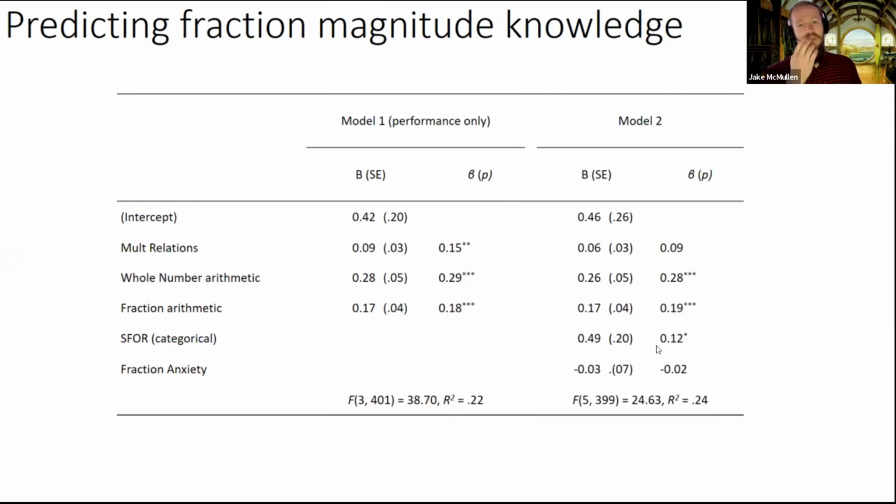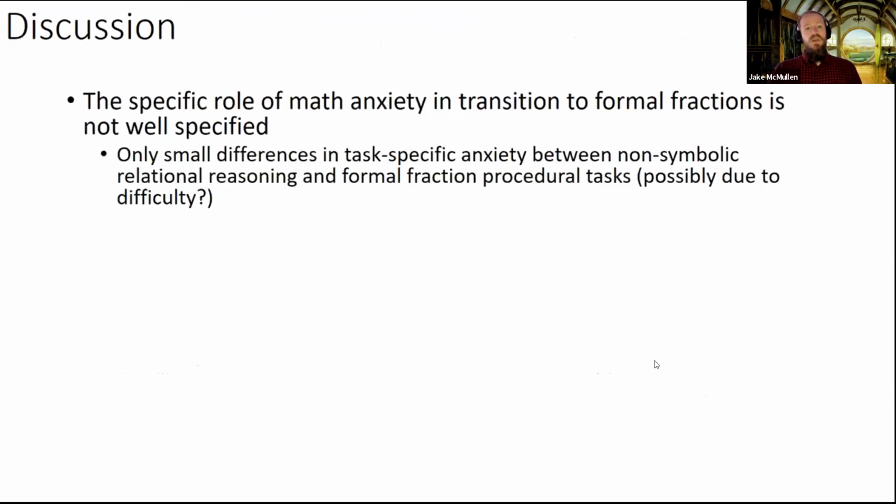If we look at the standardized coefficients, overall there's not a lot of variance in fraction magnitude explained by this set of predictors. But we do see that fraction anxiety isn't related, as we saw before. So it's not really clear what the specific role of math anxiety is in the transition to formal fractions. There were small differences, but not very strong effects of the math anxiety differences between the non-symbolic and the symbolic tasks.